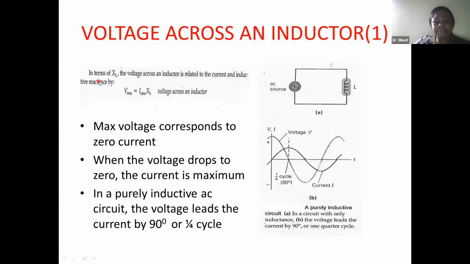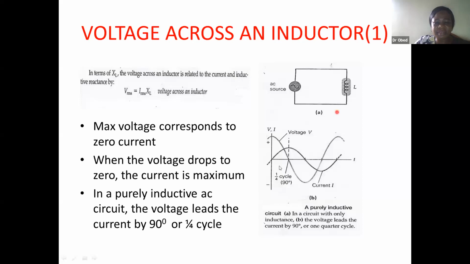So in terms of XL, the inductive reactance, the voltage across an inductor is related to the current and the inductive reactance by this formula. This is the voltage across an inductor. And this is the circuit symbol for an inductor.